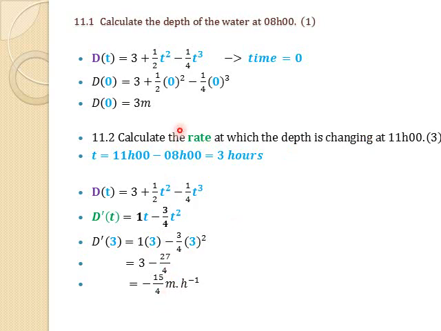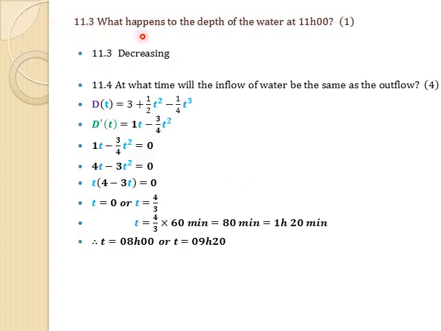Alright, so you follow: rate, first derivative. Time substituted into the first derivative. Let's look at the question. What happens to the depth of the water at 11? Because it's negative 15 over 4, the water is decreasing. Right, if it's positive, yes, I would say it's increasing. But because it's negative, the water is decreasing.